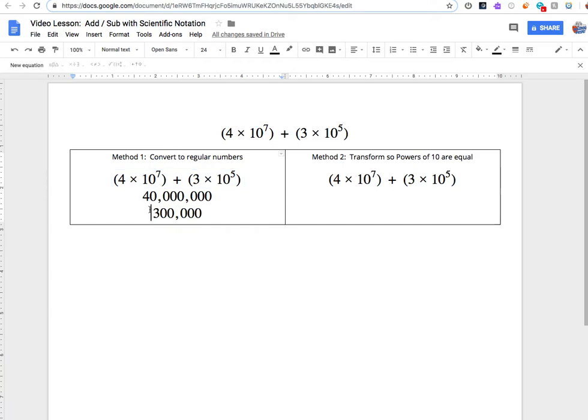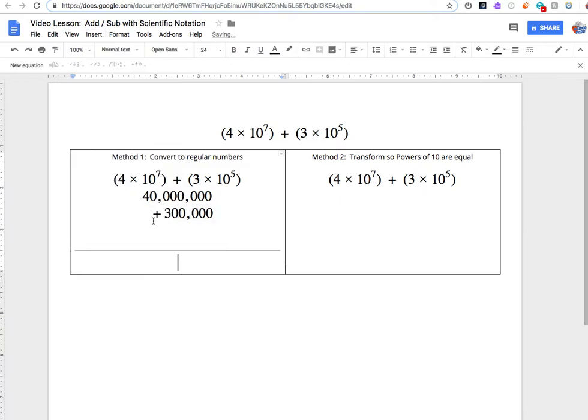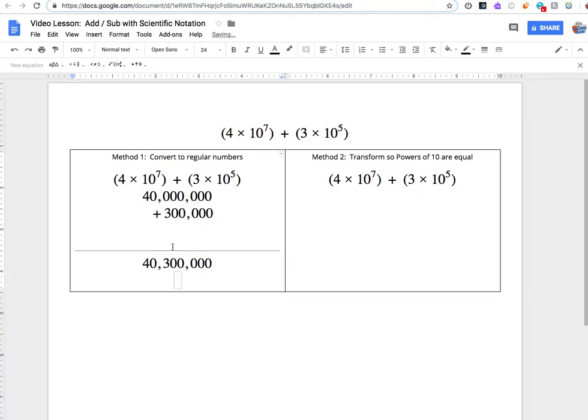Now we need to add these two numbers together. The key when we add with the algorithm is to line up the commas and the place values, so the decimal point lines up, the commas line up, then the addition is pretty straightforward. 40 million plus 300,000 ends up making 40,300,000. We put that into scientific notation. Decimal point right here, moves 3 places, 6 places, 7 places, so 4.03 times 10 to the 7th.